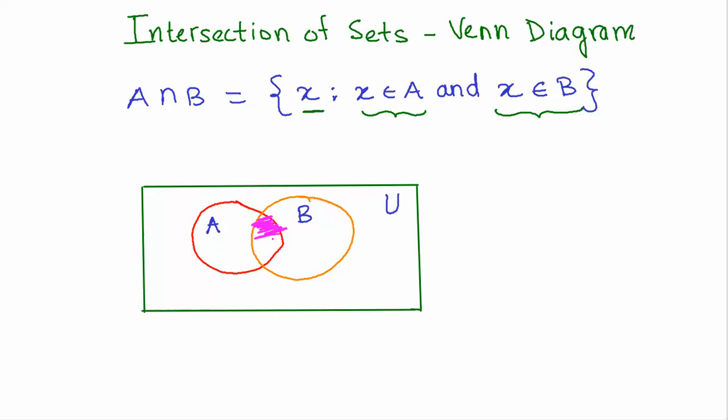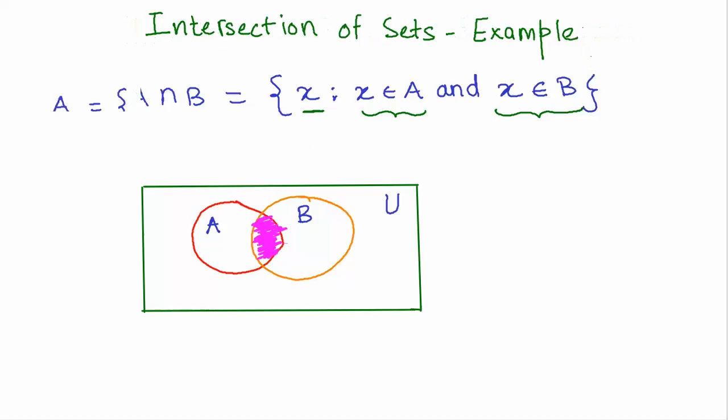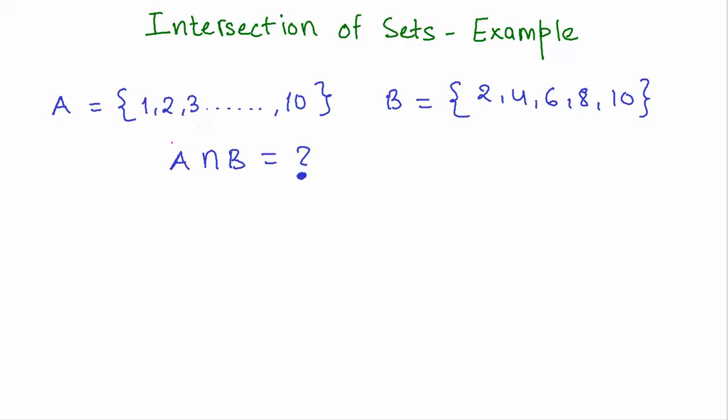Intersection, as the name suggests, and which is pretty obvious here. This part is common. So all the elements that fall in this area over here would be the set A intersection B. It's a new set containing elements that are common to both A and B. Now let us look at an example.